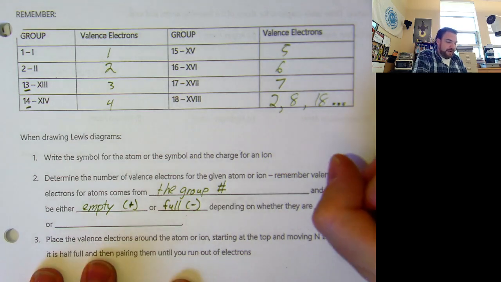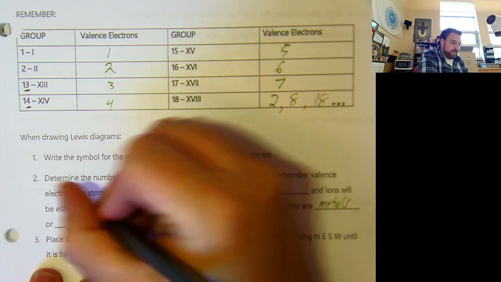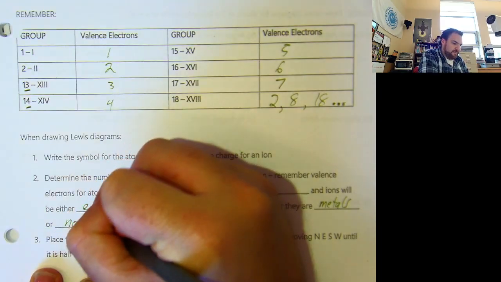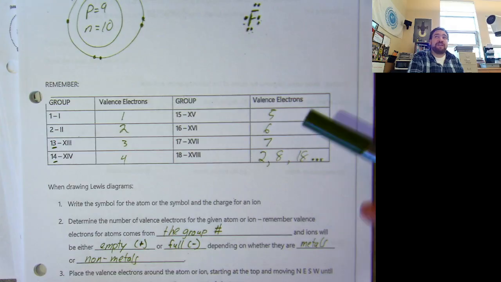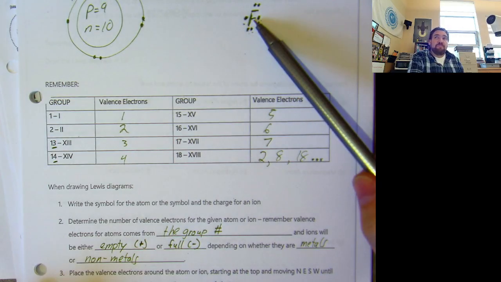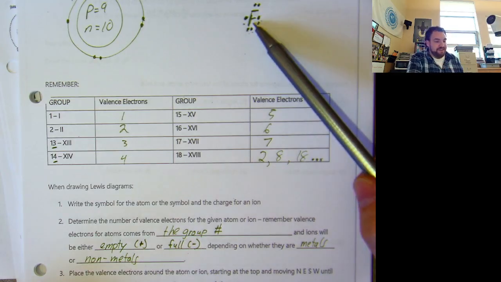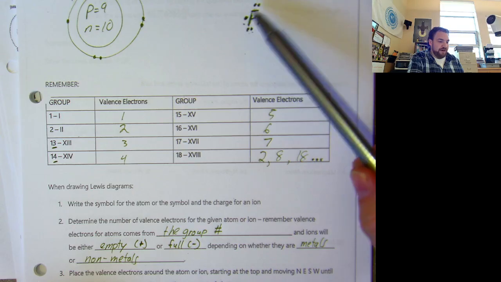Again, depending on whether they're metals or nonmetals. We want to place the valence electrons around the atom or the ion starting at the top, just like we did with Bohr diagrams, moving north, east, south, west until it's half full, and then pairing them up. I demonstrated all of these steps when I did the fluorine example. Fluorine as an atom, it's in group 17, has 7 electrons. You put the symbol, 1, 2, 3, 4, 5, 6, 7, and you're done.